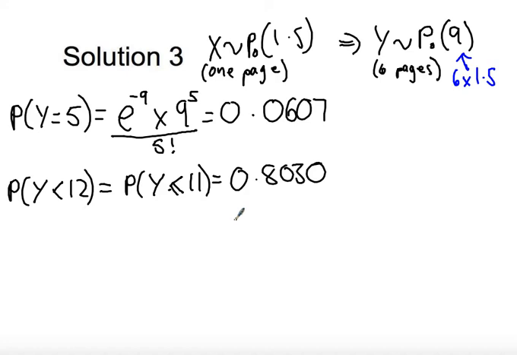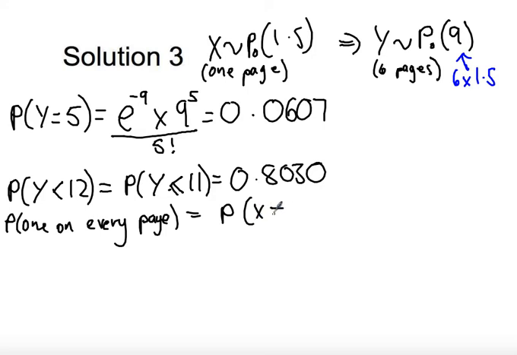Okay, so the third part said, what is the probability that there is 1 mistake on every page? Well, the probability of there being 1 mistake on every page will be the probability that there is 1 mistake on 1 page, times the probability of 1 mistake on the second page, times the probability of 1 mistake on the third page.